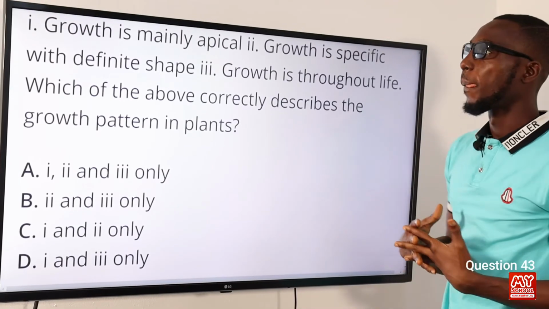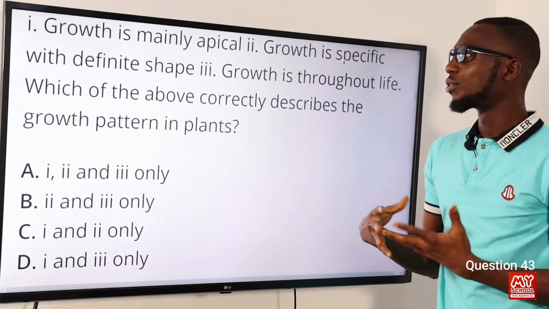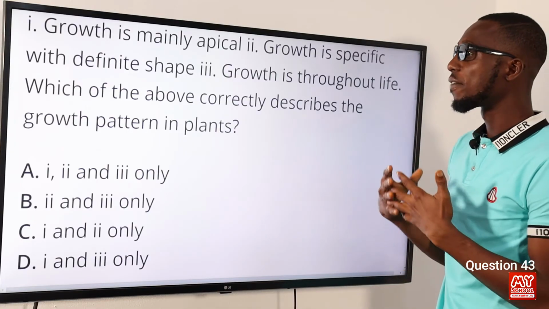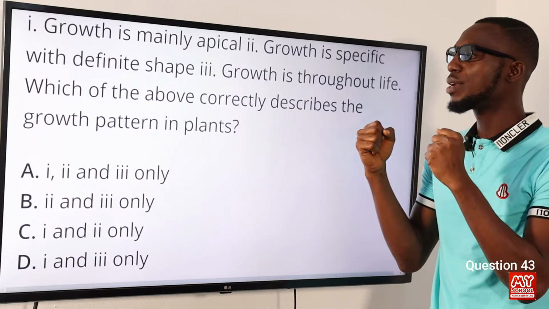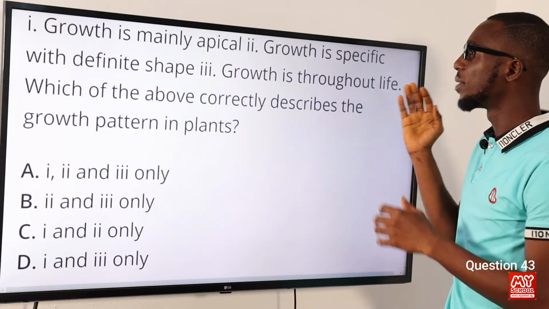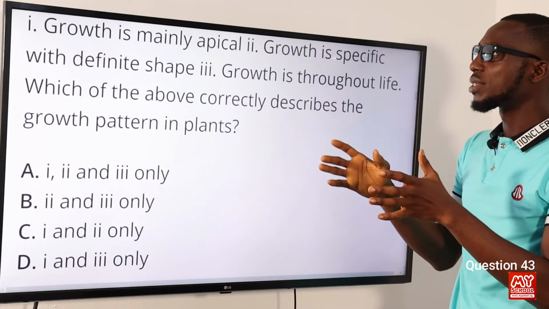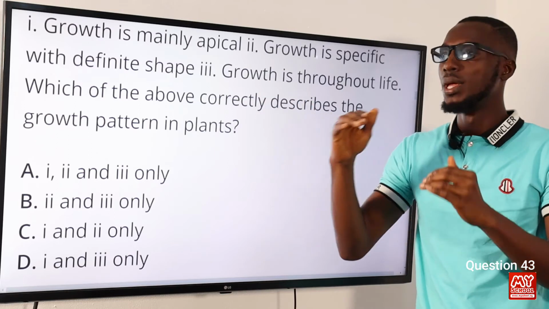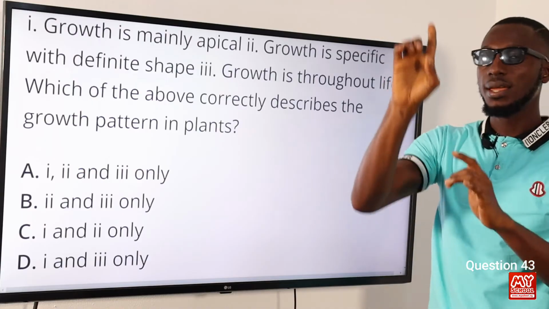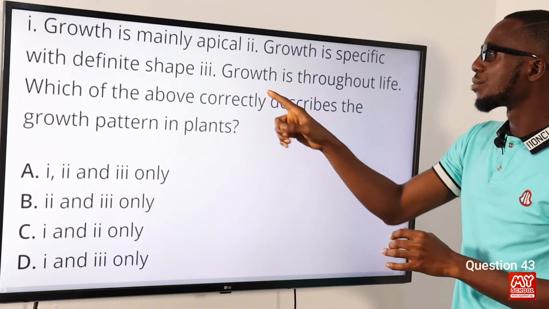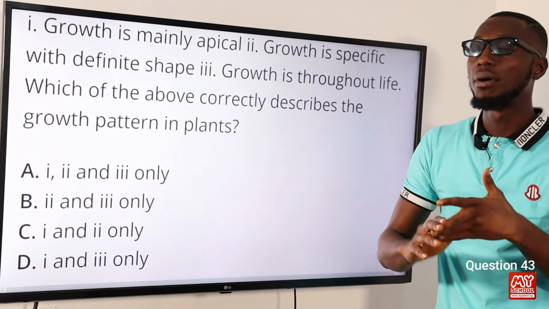Number 43. Growth is mainly apical, growth is specific with definite shape, growth is throughout life. Which of the above correctly describes the growth pattern in plants? So when you talk about plants, at first you should know that the growth does not have a definite shape. So what we should note about plants is growth is apical, whether you are talking about the root, the shoot, or even the stem. So when you come back to statement 3, growth is throughout life, either it is an annual crop or a perennial crop.